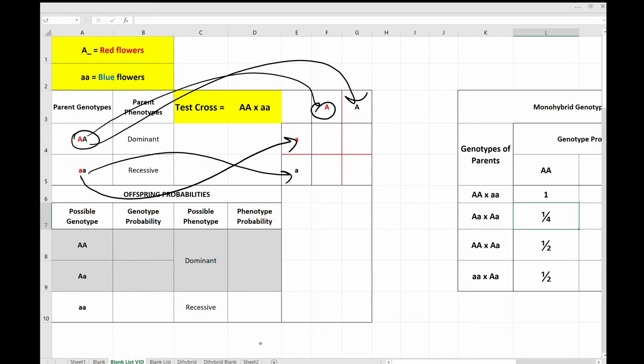And when you do a test cross, you simply combine the gametes. We're going to make this a little easier. Put that there, and this is going to be big A, that's going to be big A, that will be big A, and that one will be big A. So all the offspring are going to be heterozygous, but they will still have red flowers.